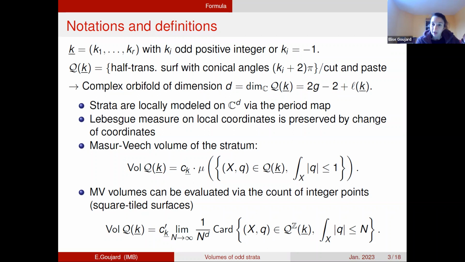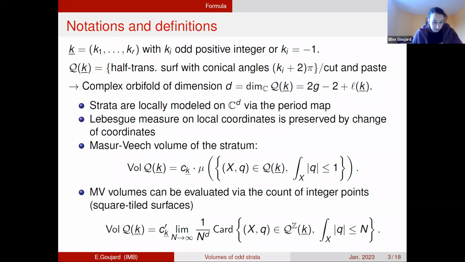Modulo the operation of cutting and pasting the polygonal pattern that I have. This is actually a complex orbifold of dimension d, where d is just 2g minus 2 plus the number of singularities. Let me say a little bit more about this fact. So actually, this set of quadratic differentials, when you fix the singularity order, has a nice system of local coordinates.